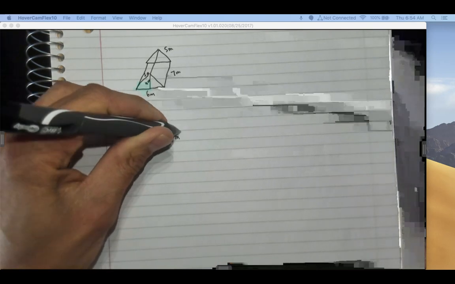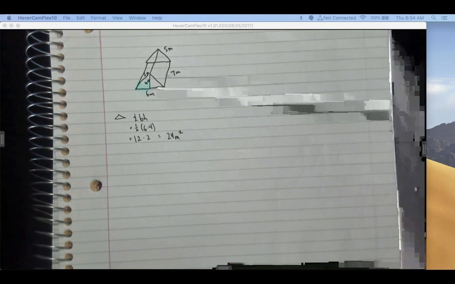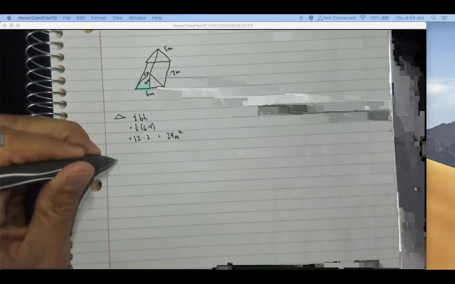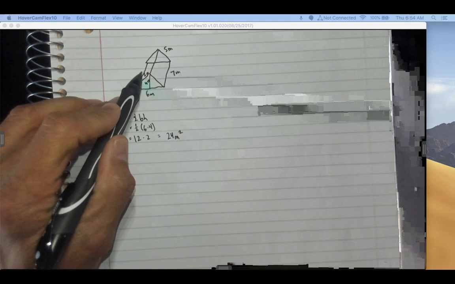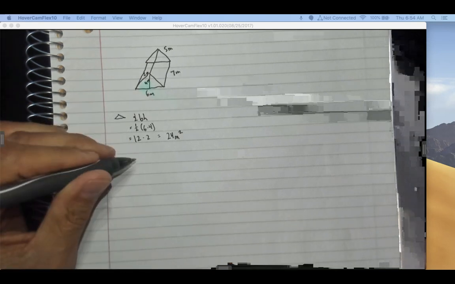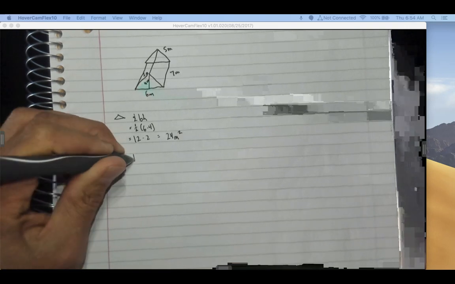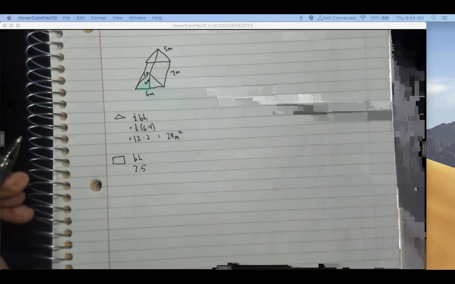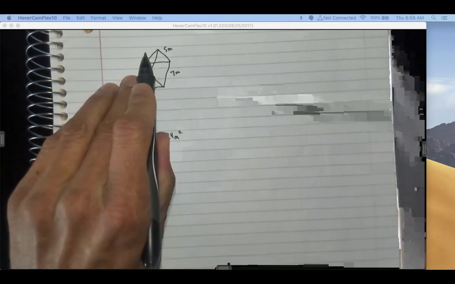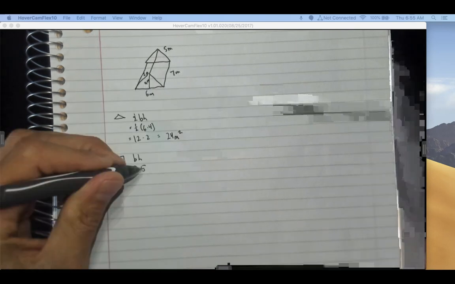Then with the triangular prism, I know there are 5 total sides, so there are 5 rectangles. I see that this is 7. That means this side is also 7. And so for 2 of them, it's the base times the height, which is 7 times 5, because both sides of this are 5. And so it's going to be 35 meters squared. And that would be true for the other one.